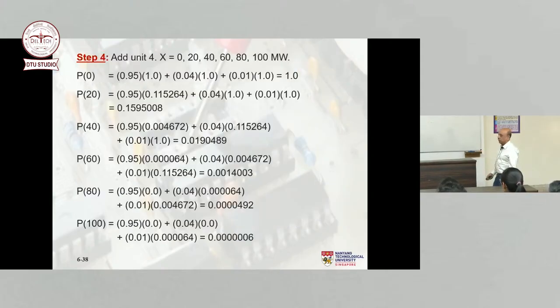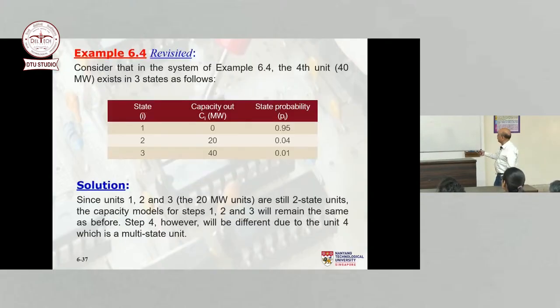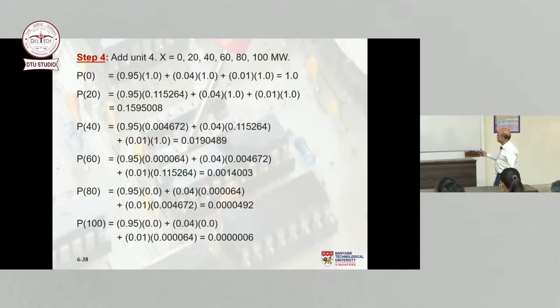So what will step 4 look like? We now add the 4th unit. What values can X take? It's still the same: 0, 20, 40, 60 and 80, because even though this 4th generator can exist in 3 states, the values are all multiples of 20. So it doesn't change anything. If I had said 0, 15, 40, then things would be different, right? Now it's 0, 20, 40, so everything is still a multiple of 20.